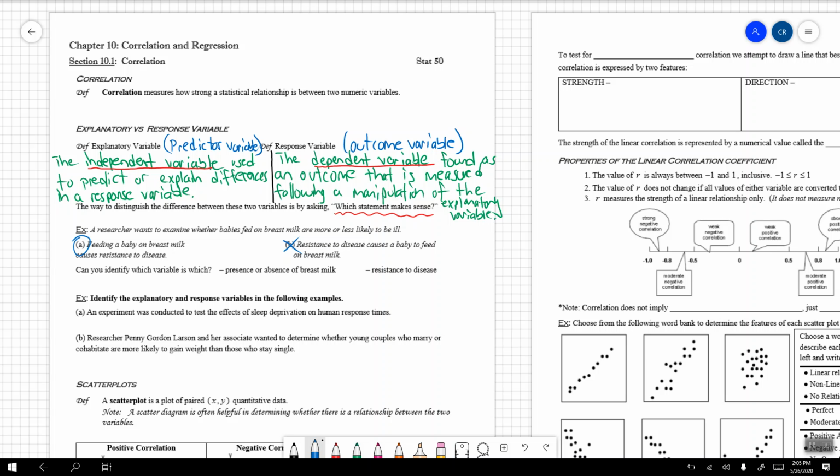Now, can we identify which is which? Well, the presence or the absence of milk is your explanatory variable.